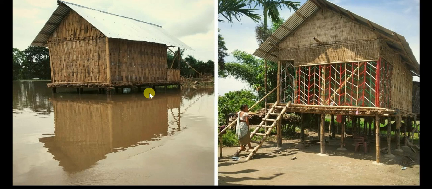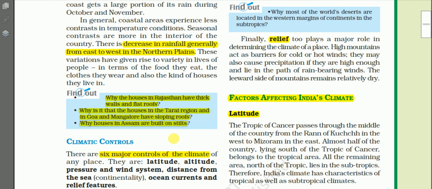As you are seeing here, when there is flood, since the houses are constructed on stilts, they are protected from the flooding. On the right side is before the flood, on the left side is after the flood, and that is why houses in Assam are built on stilts.